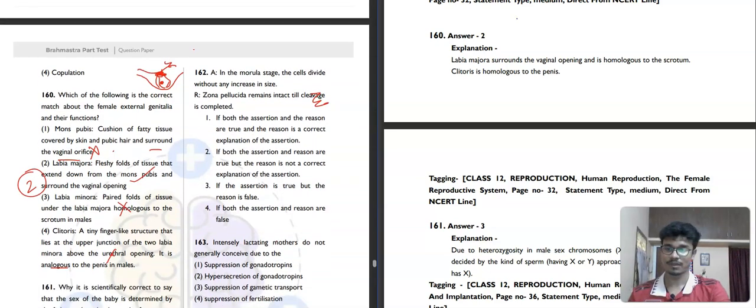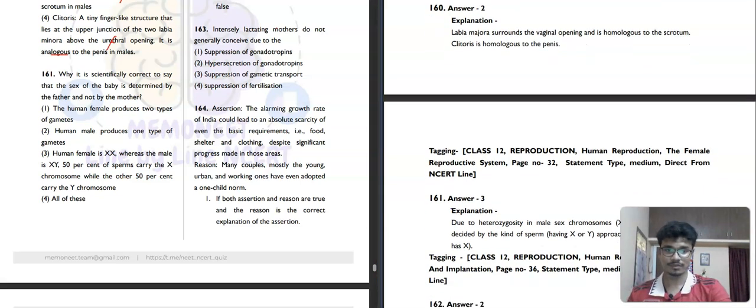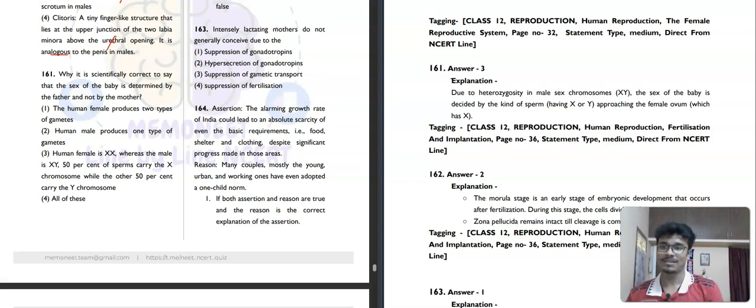Then question number 161. Why is it scientifically correct to say that the sex of the baby is determined by the father and not by the mother? Because the father has XY chromosomes. If X goes, then it will be a daughter, and if Y goes, then it will be a son. So the correct answer: the human female is XX, whereas male is XY. 50% of the sperm carry X, and the other 50% carry Y. So third option is our correct answer.